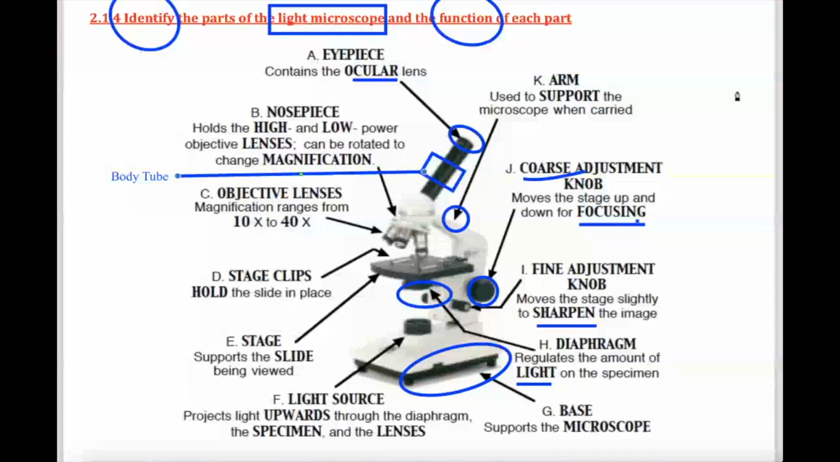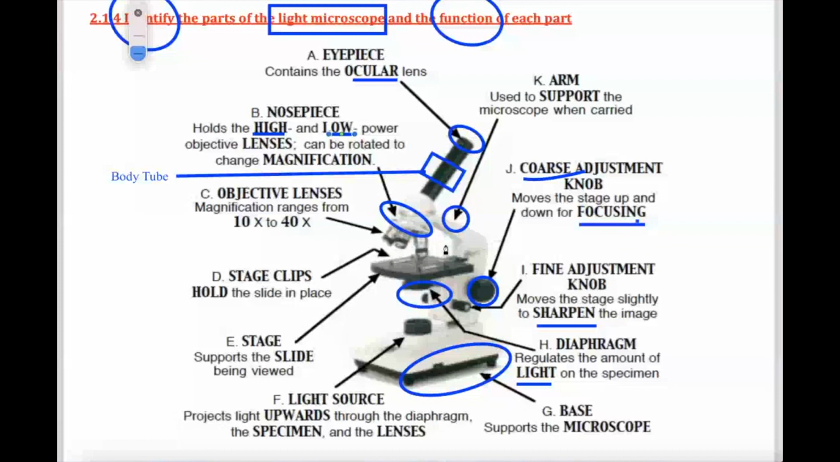Yeah, so this area is called the body tube, which basically connects the nose piece with the eyepiece. This is the nose piece over here, this circle, and it is basically to hold the objective lenses on it. And objective lenses can be high power, low power, medium power, okay, and these are for the magnification.